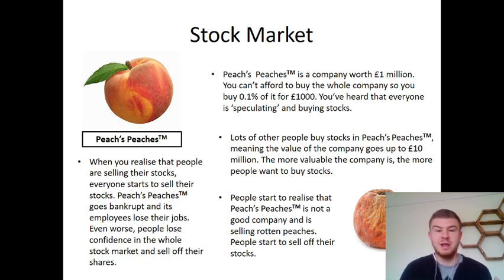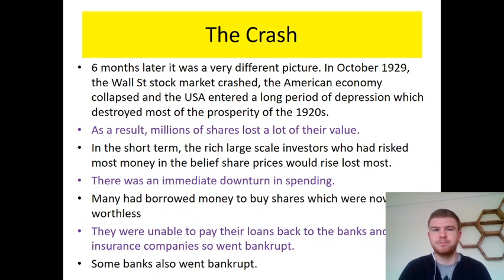And the fear is Peaches goes bankrupt and its employees lose their jobs. Okay, so people will lose their livelihood. And even worse, people don't just think that Peaches and the peaches that they're selling are rotten. They start to think that the whole stock market, the whole system might be rotten. Okay, I hope it's a really complex idea, but we're trying to explain it in a simple way. This idea that people lose confidence in it, and they feel that they have to sell all of their shares because they don't think that it's looking after their money in a good way. They think the whole system might be rotten.